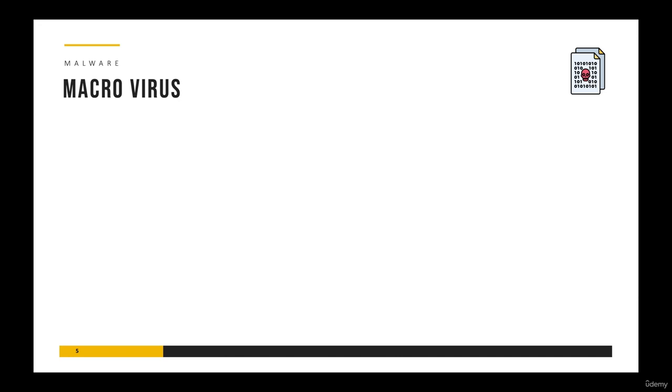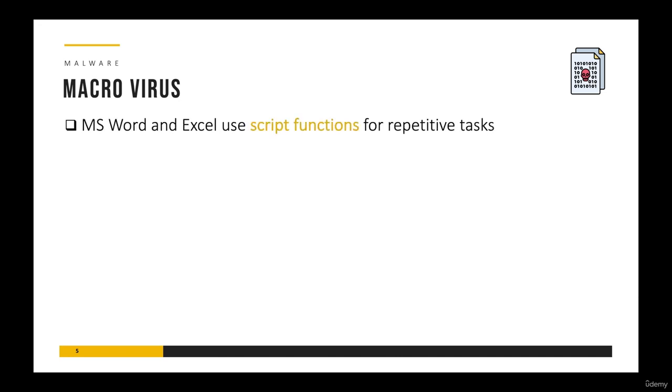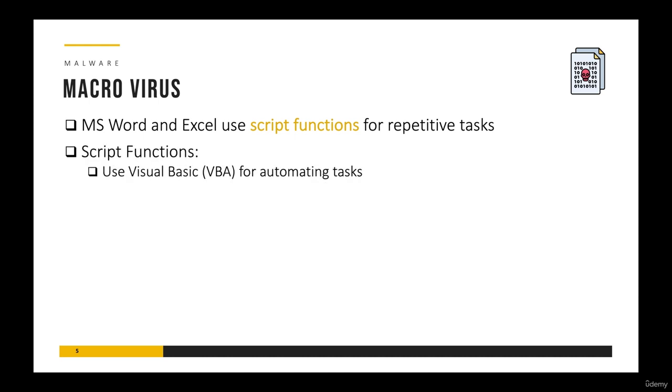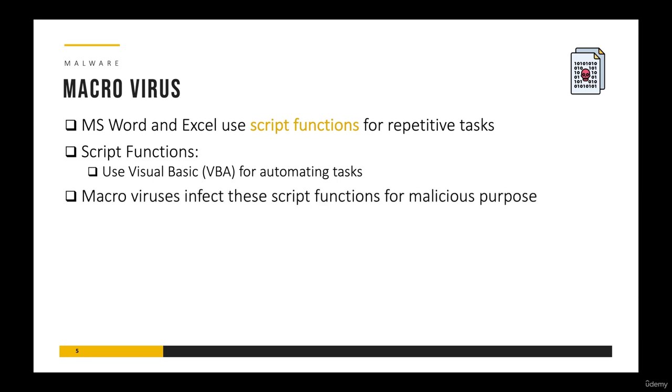So next are macro viruses. Microsoft Word and Excel use script functions for repetitive tasks. Whenever you work on a spreadsheet, there are several tasks that you need to be done automatically. For that, they use script functions. Now, script functions are typically implemented using Visual Basic, and the basic aim, as we discussed, is automating tasks. Now, macro viruses infect these script functions for malicious purposes.